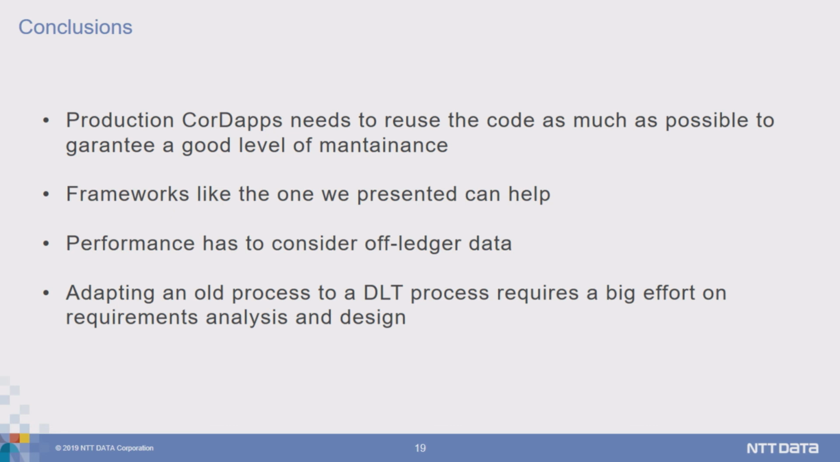In our production-bound application, we isolated as much code as possible in order to not repeat ourselves and write the same logic many times. We put everything on separate tables instead of keeping objects in our flows. Also about requirements and design, we learned that adapting an old process into a Corda application requires a lot of effort in requirements and design, because we must not consider just Corda but the whole application itself.